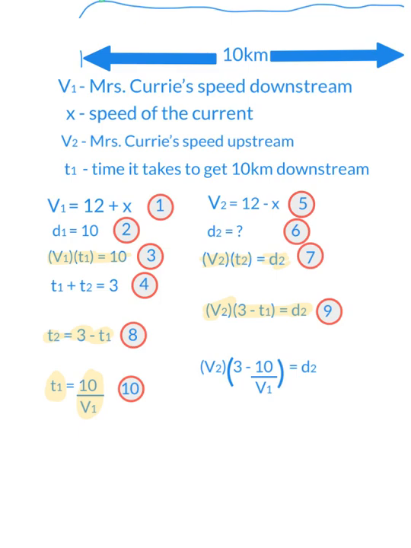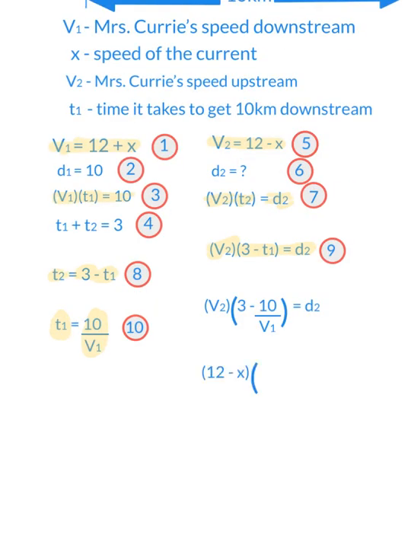All right, since we know that V2 equals 12 minus x and V1 equals 12 plus x, we can rewrite this. V2 is 12 minus x, and that's going to be times 3 minus 10 over V1, which is 12 plus x, and all of that equals D2. And we finally have an equation that's going to tell us the distance back. Okay? Now, the question actually asks us, hey, the distance back has to be less than 10 kilometers. So at what speed of the current will that be less than 10 kilometers?